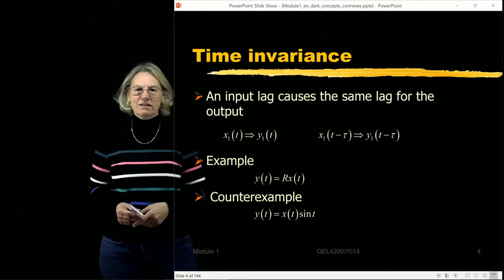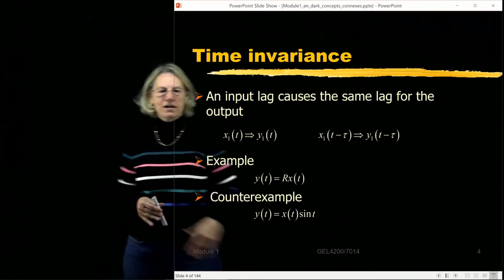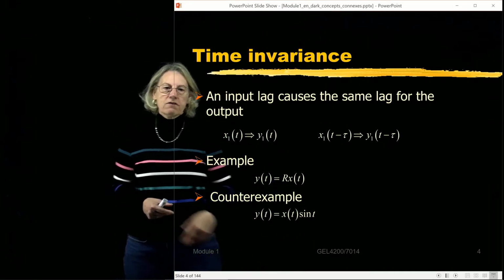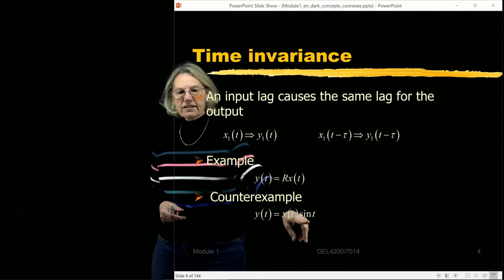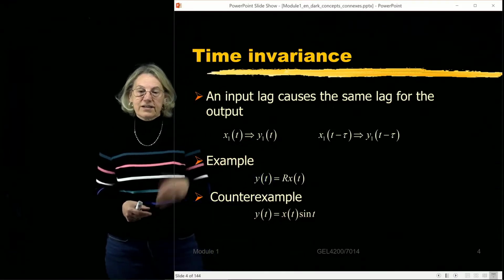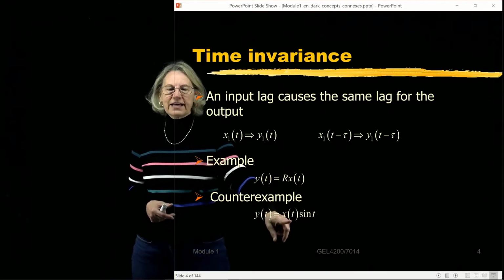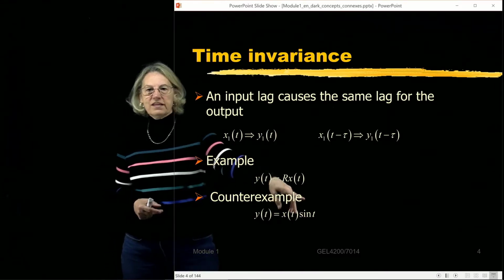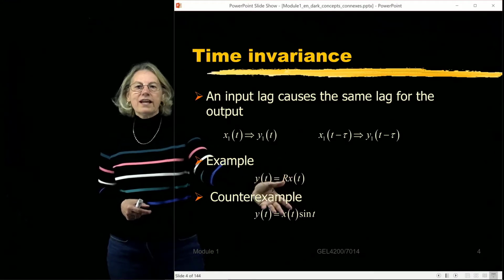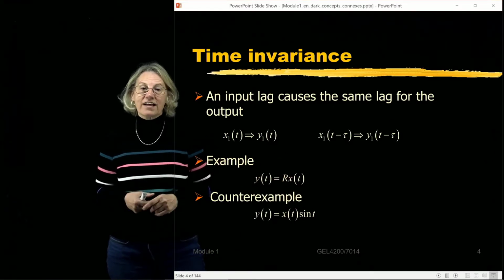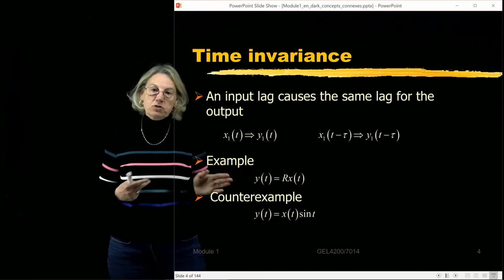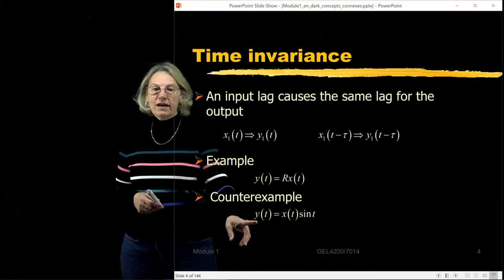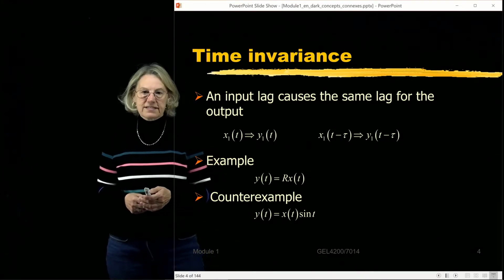This counterexample is a little touchy, but the idea is here the phase of the sinusoid that I'm multiplying by. For instance, here, sine t, the sine at t equals 0 is 0. So if I introduce a lag at the input, if it's not exactly 2 pi off from the t value, then I'm going to get something that's not invariant, so that I will be multiplying by a sine function, but this time a sine function with a different phase. So this would be not a time invariant system.